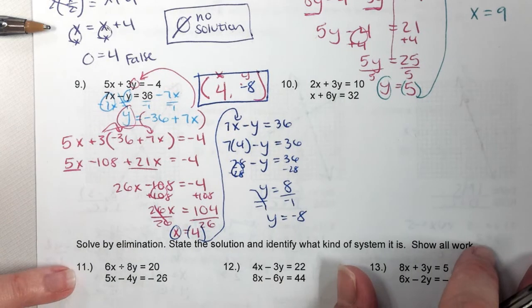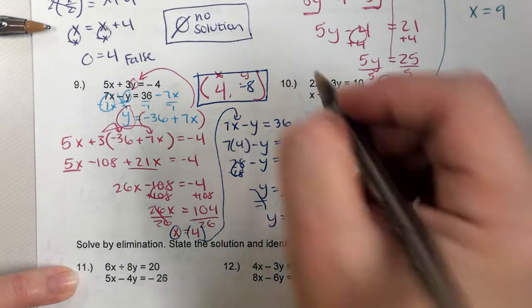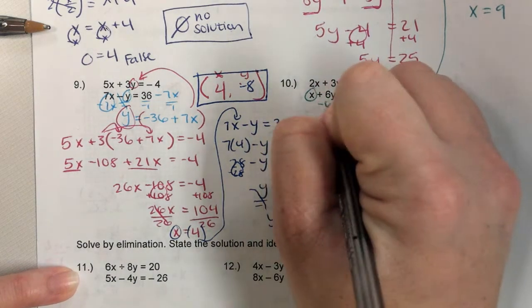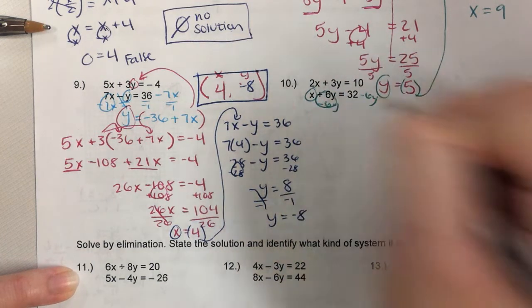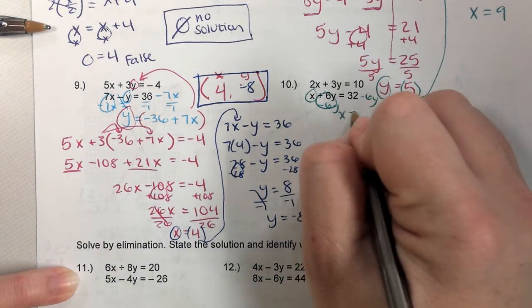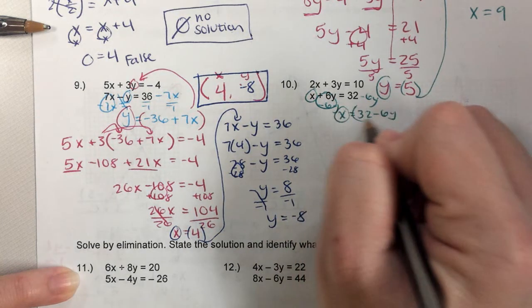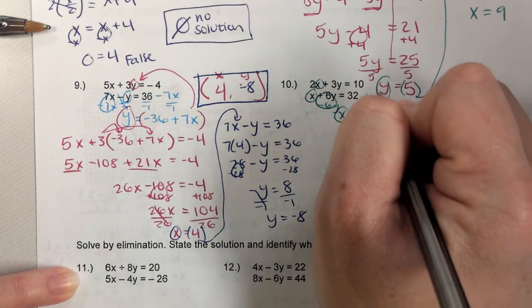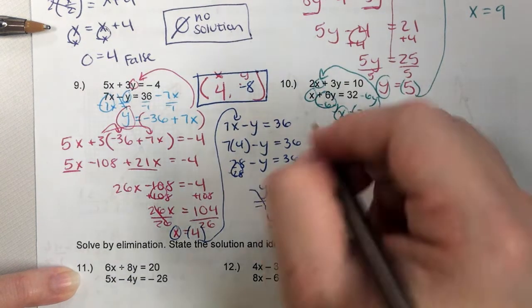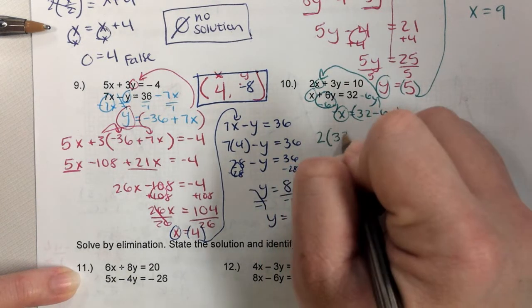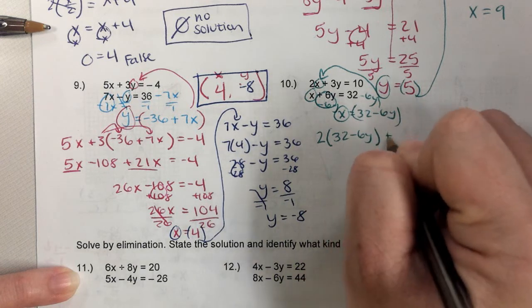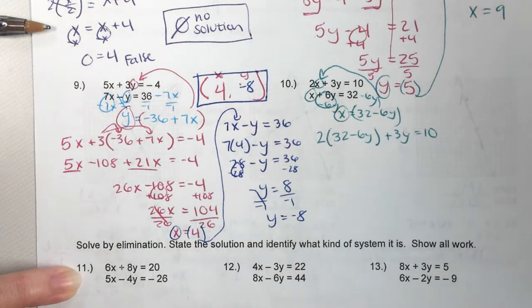Okay, number 10 also does not have a variable all alone yet, so I'm going to get the x alone by subtracting 6y on both sides. And x is positive, so I don't have to change anything. I get x equals 32 minus 6y. So because I know x equals this, I can replace x with this. So I get 2 times (32 minus 6y) plus 3y equals 10.